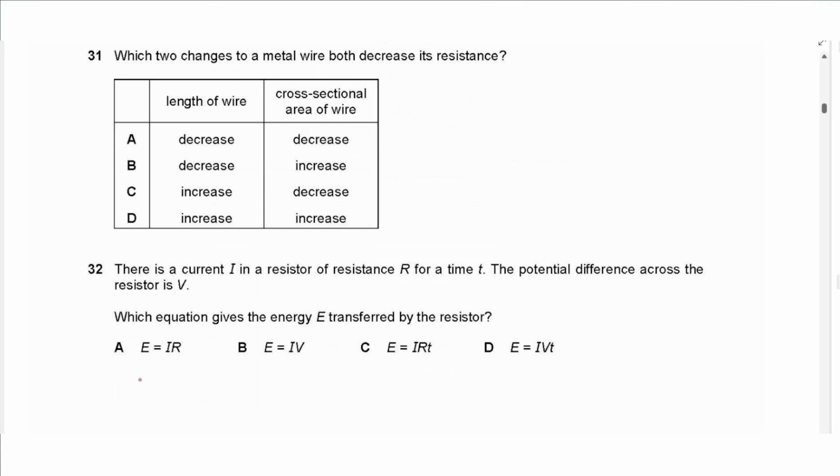Question 31 says which two changes to a metal wire both decrease its resistance? So for length we need to decrease the length, and for cross-section area increase the cross-section area in order to decrease the resistance. So the answer is B. Question 32 says there is a current I in a resistor of resistance R for a time t. The potential difference across the resistor is V. Which equation gives the energy transferred by the resistor? So energy is equal to VIt or IVt. So the answer here is D.